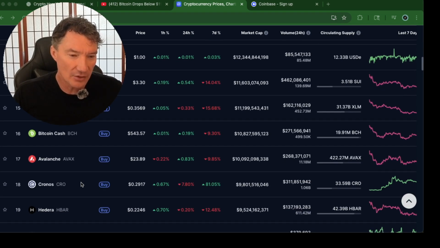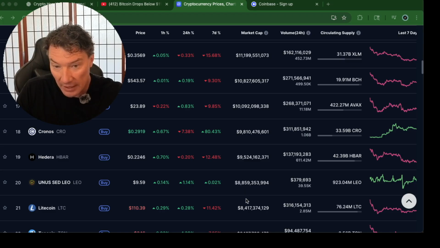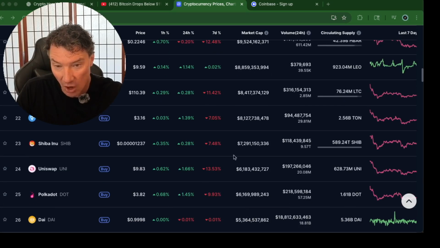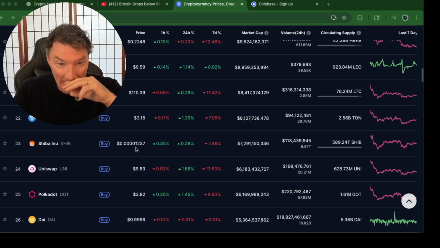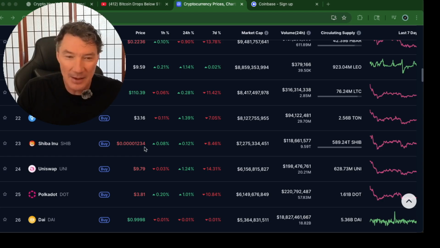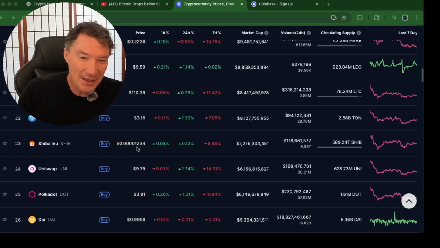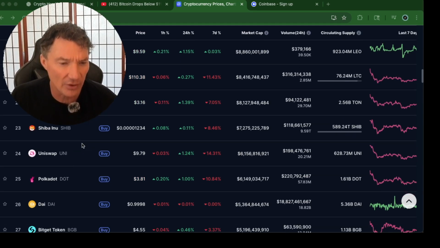Scroll down, and you see these are the smaller market caps. It just goes down this column. The further you scroll down, I do have some Shib in it. Look at the price of this thing. It's 1, 2, 3, 4 zeros and a 1, 2, 3. That's what caught my attention. I do have a few hundred in there. I probably got like 1,000 on that.